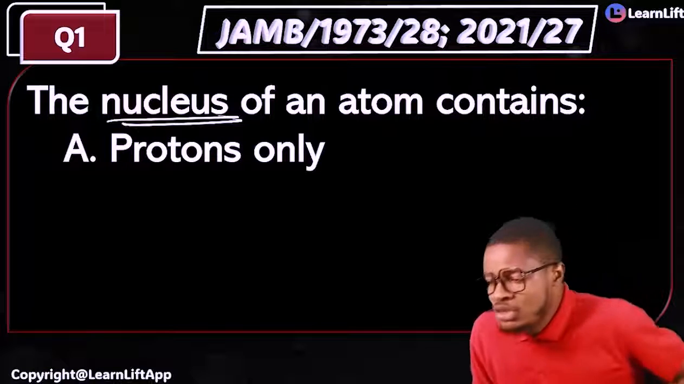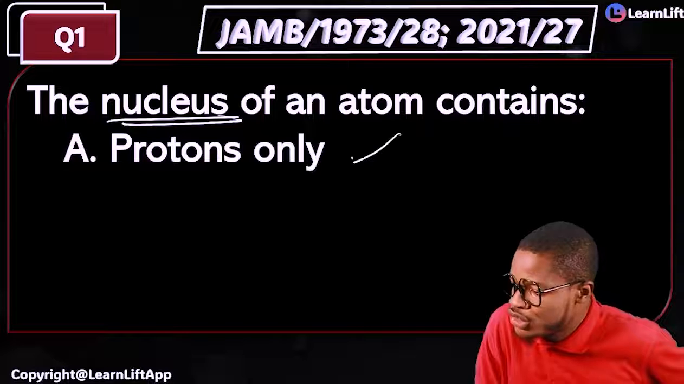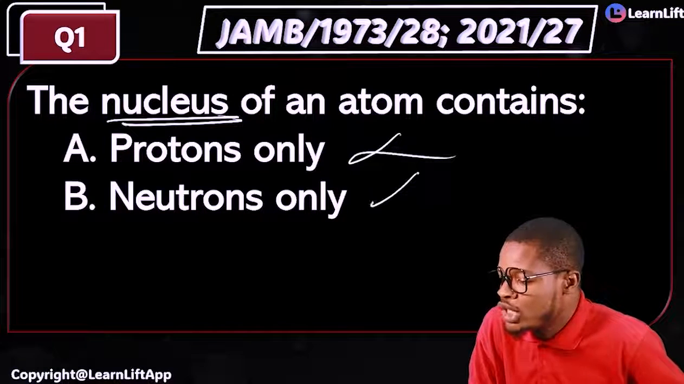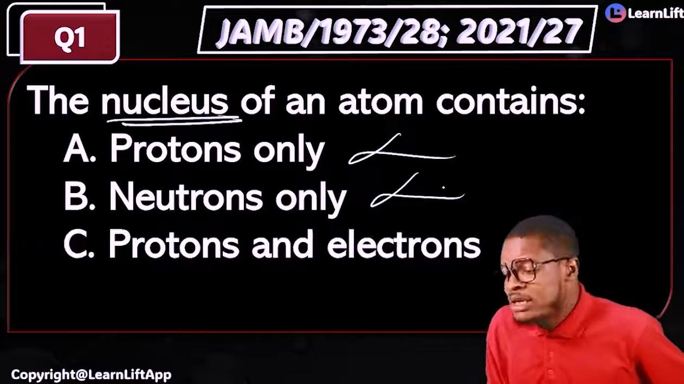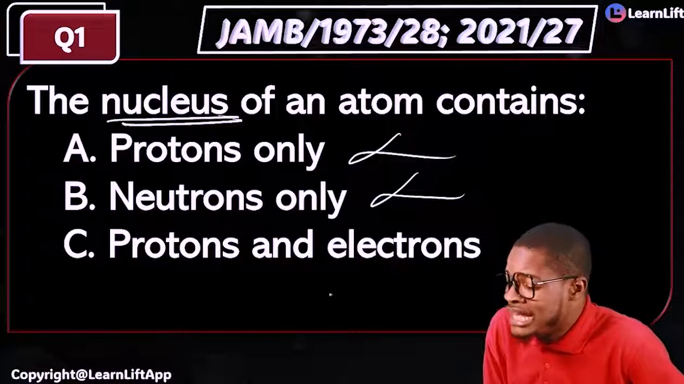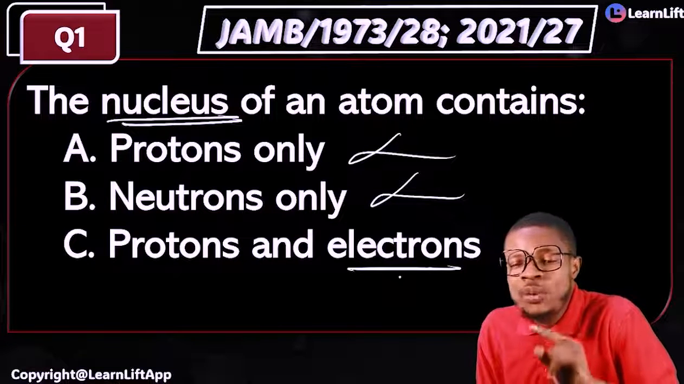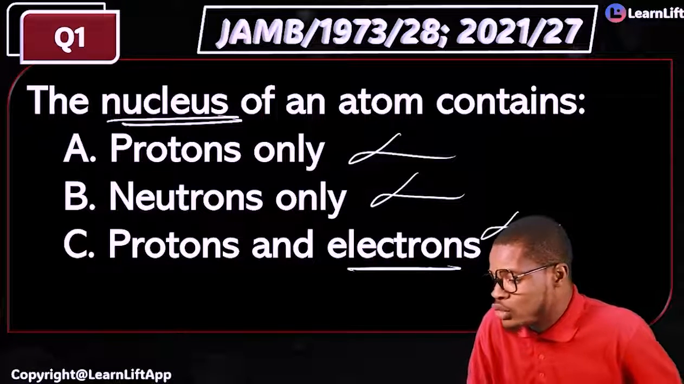Number 1, is it your protons only? No, it's not true. Number 2, option B says neutrons only. It's not only neutrons. Option C says protons and electrons. Electrons are in the shell. They have no business with the nucleus. So this guy is also wrong.